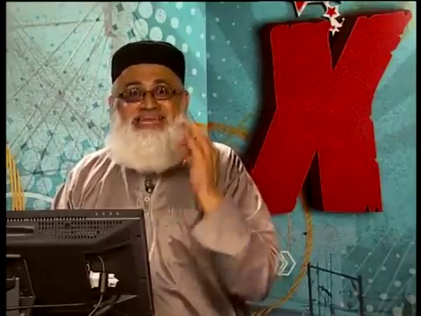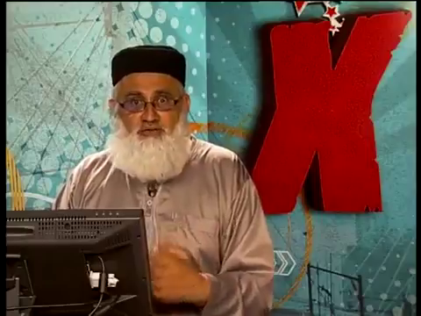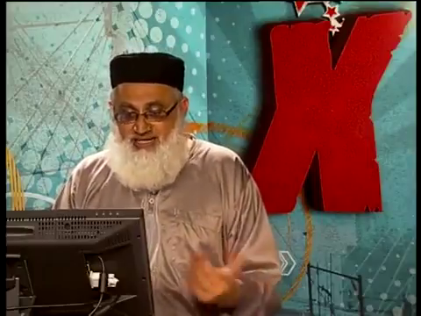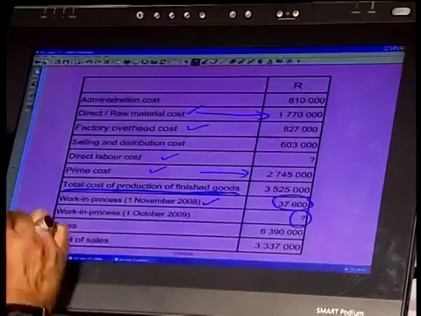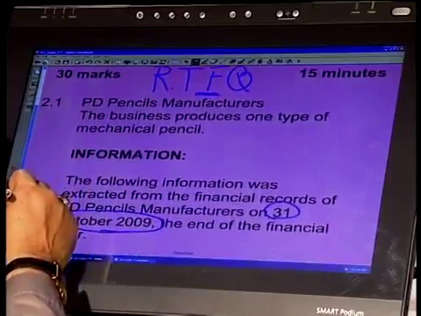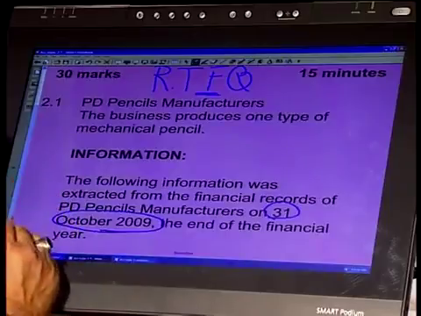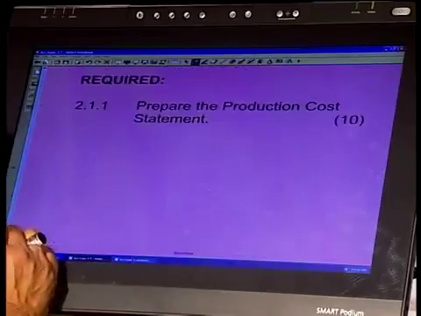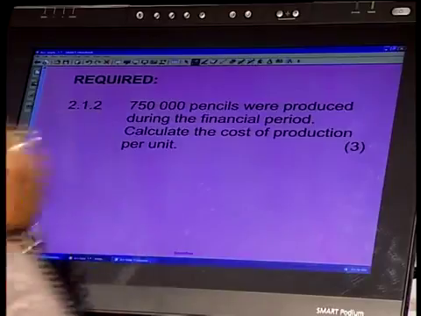What did it cost you to produce all the units? It cost you 3,525,000. Next thing, what do you divide it by? You divide it by the number of units manufactured. Do you know how many units you've manufactured? Let's go and see. Do we know that? Let's check the question.